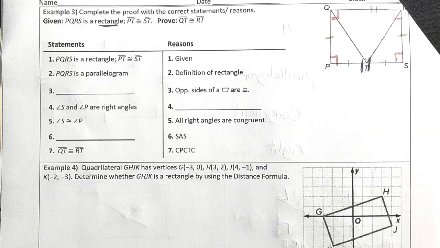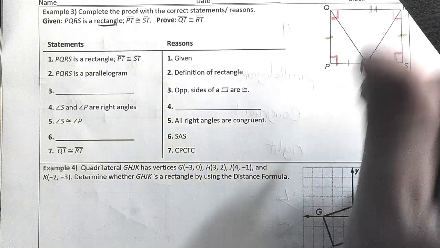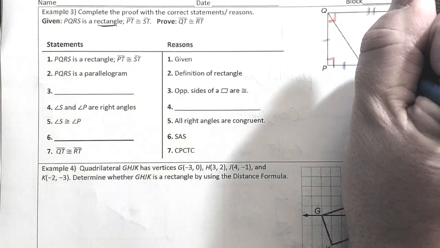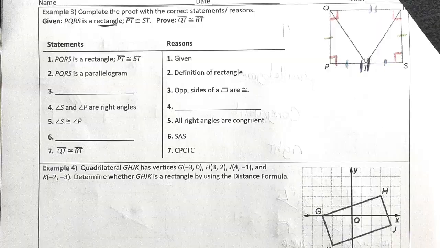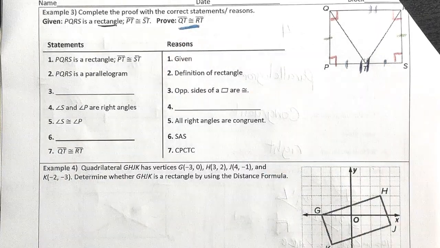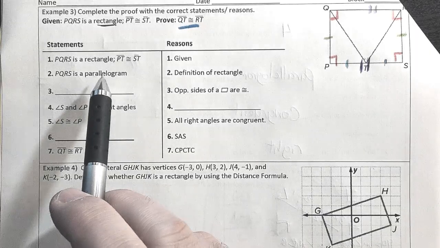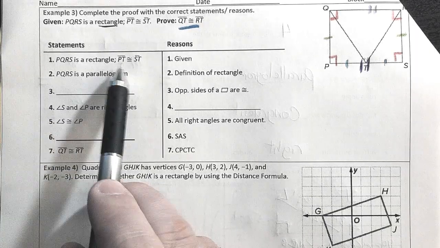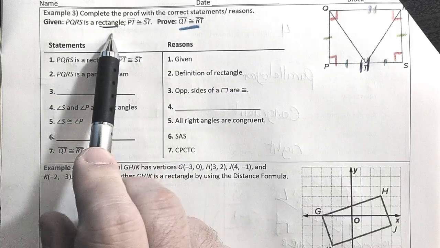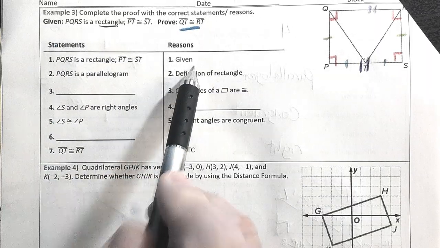So, let me find. What do we got there? We got green and purple. Yeah, so the blue here is just showing that these 2 sides are congruent. And that was the other part of the given. I'll just mark it so you see where that comes from. So let's work this proof. So PQRS is a rectangle and PT is congruent to ST. That was right here, and it was given, so its reason is given.